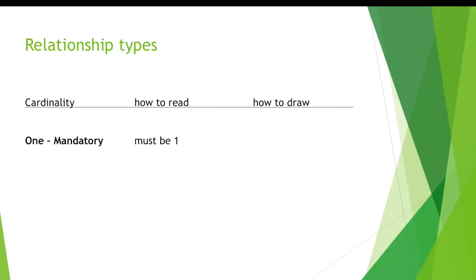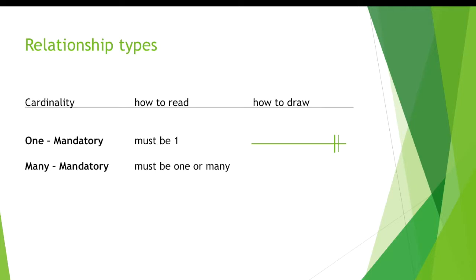But we also need to specify the type of relationship by saying how many instances are allowed or necessary between those entities. We've got four different options, and here we talk about cardinalities. The first one is one mandatory, saying must be one, which we draw by two single lines, the first one for mandatory, saying must, and the second one for one.